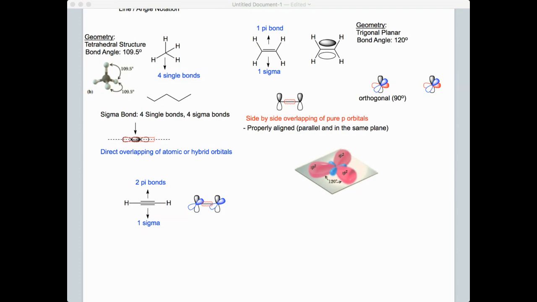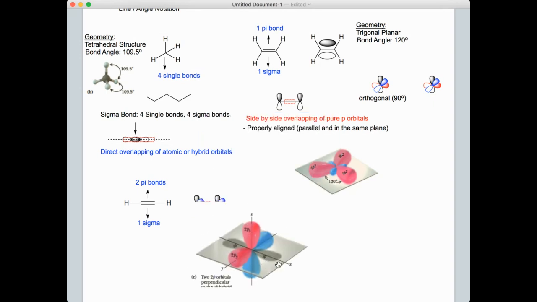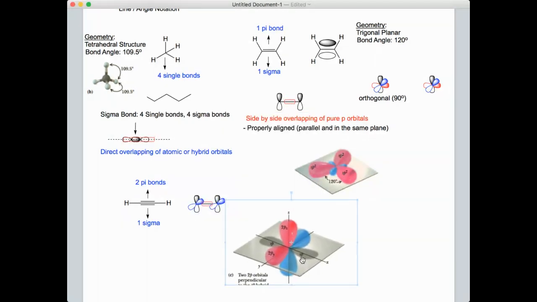So that's really important, because, and I'm going to show another picture here so you can see exactly what I'm talking about, so you can really understand the nature of this molecule. So one pi bond will be with this p orbital, second pi bond with this p orbital, okay?